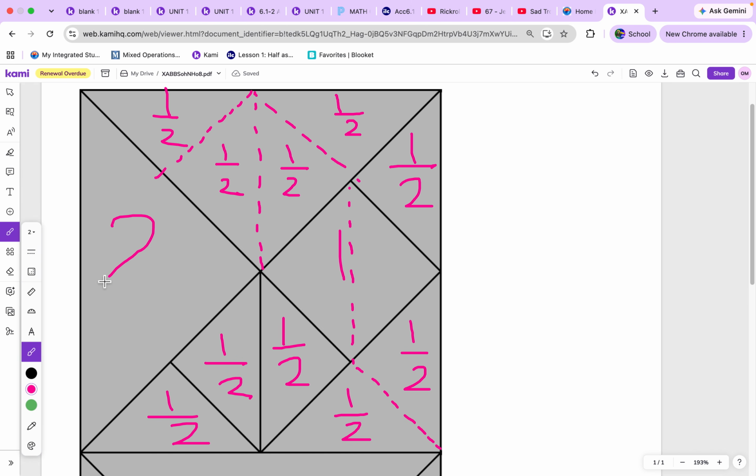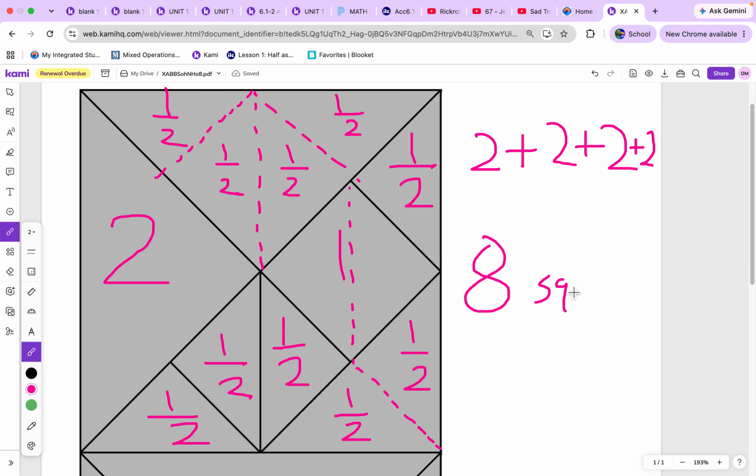Together it's 2. All right, so the measurement for the area of this entire giant square would be 2 plus 2. And then here, 1/2 and 1/2, that's 1 plus 1 is 2. So I have 2 plus 2 plus, here's another 2. And then down here, 1/2, 1/2, 1/2, and 1/2. That's also another 2. So the area would be 8 square units.